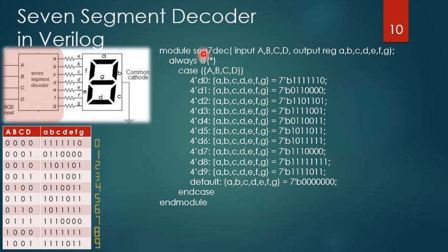Okay, so I forgot to explain the asterisk for the combinational logic. When you use the always block, actually you can put the asterisk here instead of listing all the signals like ABCD, capital ABCD here. Okay, for combinational logic.